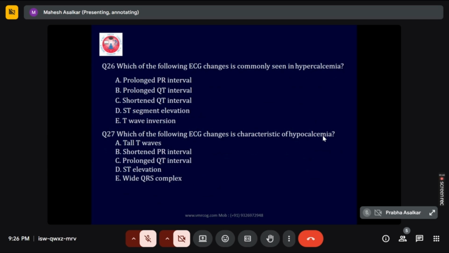A. Prolonged PR intervals. B. Prolonged QT intervals. C. Shortened QT interval. D. ST segment elevation. E. T wave inversion. Short QT interval. Shortened.